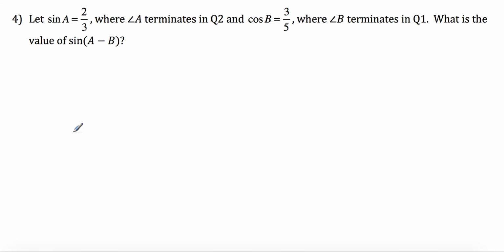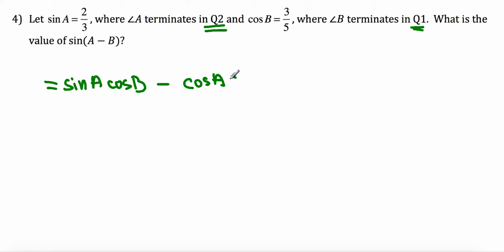Alright, let's look at number 4 here. Sine of A is 2/3 and in quadrant 2. Cosine of B is in quadrant 1. Then what is this? Sine of A minus B is sine of A times cosine of B minus cosine of A and then sine of B. Notice we have the values for the first two terms, so I can write it as 2/3 multiplied by 3/5.